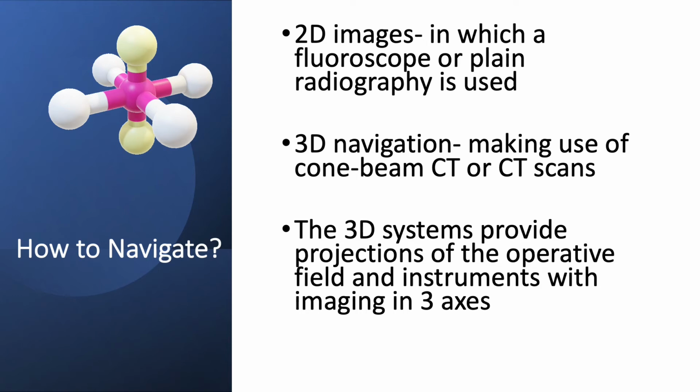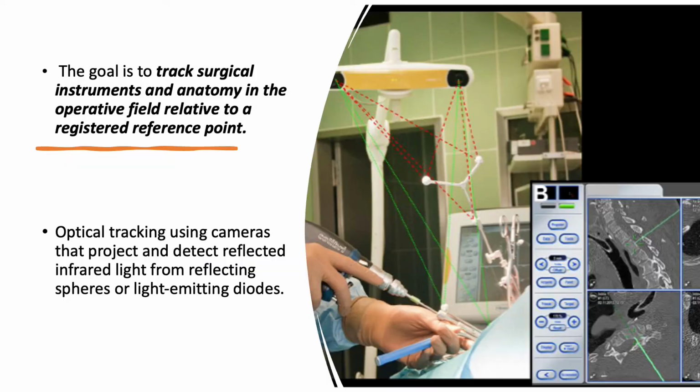And these days, there is 3D navigation, which makes use of cone beam CT or CT scans, and these systems provide projections of the operative field and instruments with imaging in a 3-dimensional axis. The goal of navigation is to track surgical instruments and anatomy in the operative field relative to a registered reference point. Now, optical tracking actually uses cameras, as shown in the picture here, that project and detect reflected infrared light from reflecting spheres, which are attached to the patient's body.